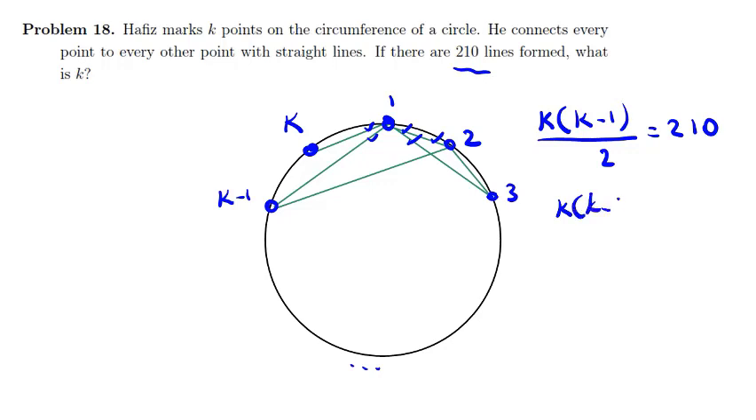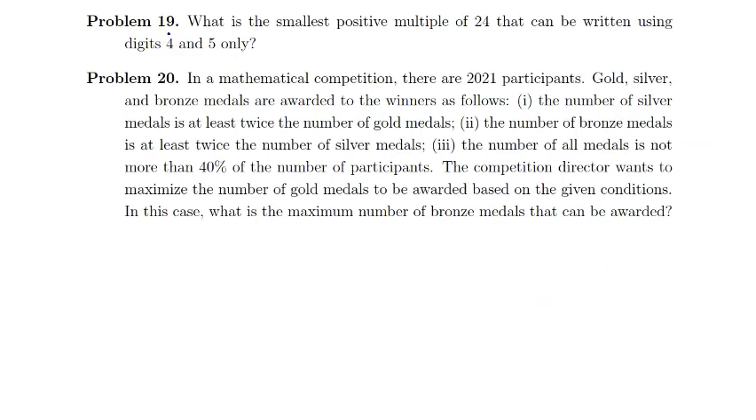So k times k minus 1 is 420, which equals what? 20 times 21. So k is what? K equals 21. Problem number 19, primary part D. Problem number 9 of junior part B. What's the smallest positive multiple of 24 that can be written using digits 4 and 5 only?